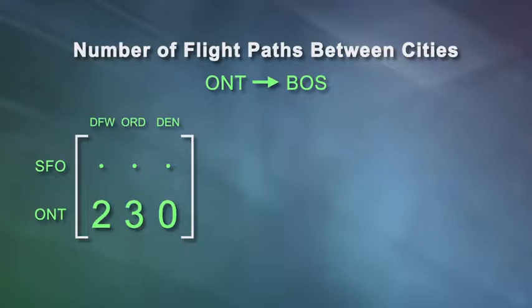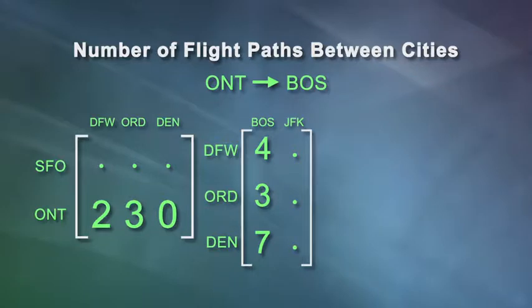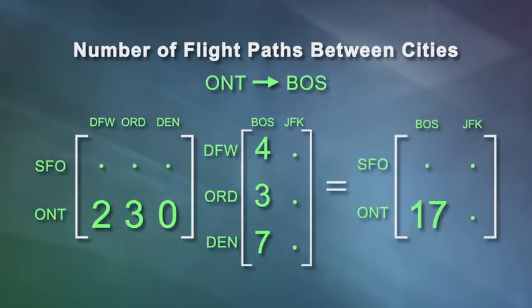If you had a matrix counting flights between origin cities and hubs, and another matrix counting flights between hubs and destinations, then a nifty fact is that the matrix product naturally counts the number of ways to get from any origin city to any destination city. For example, suppose you wanted to get from Ontario Airport near Los Angeles to the Boston Airport. If there are 2 flights from Ontario to Dallas in the morning and 4 flights from Dallas to Boston in the afternoon, then there are 8 total ways to get from Ontario to Boston through Dallas.